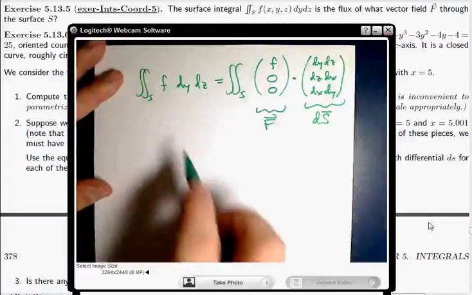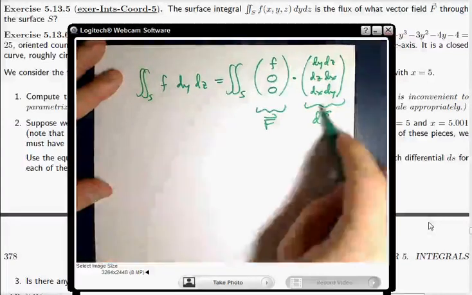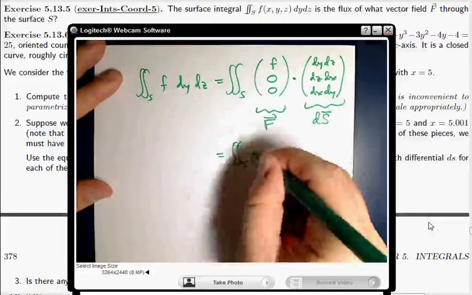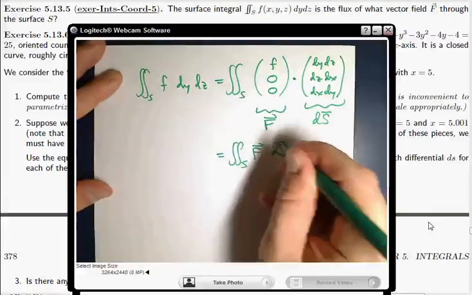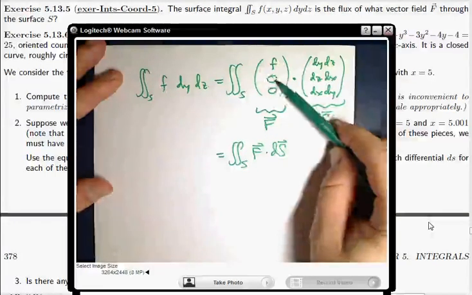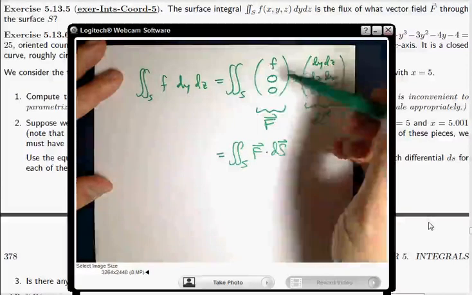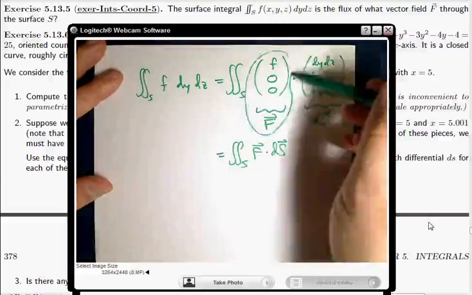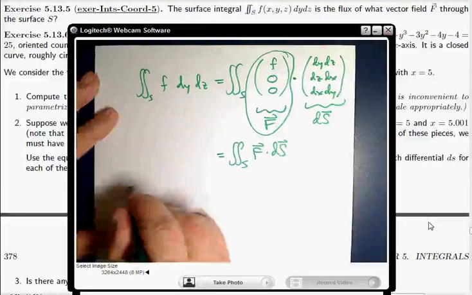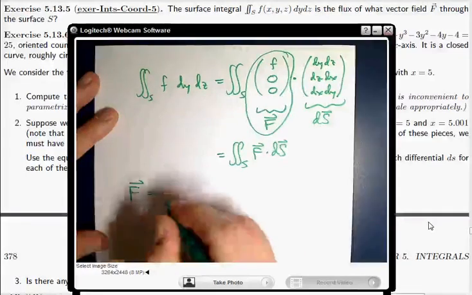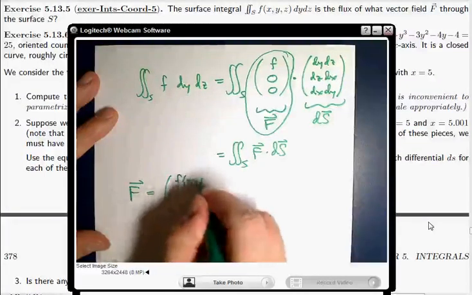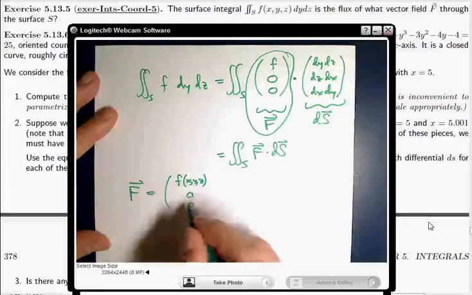So said differently, this integral can be interpreted as the flux, the surface integral of F dot dS of this vector field. That's the answer. So the vector field F is F of x, y, z, 0, 0.